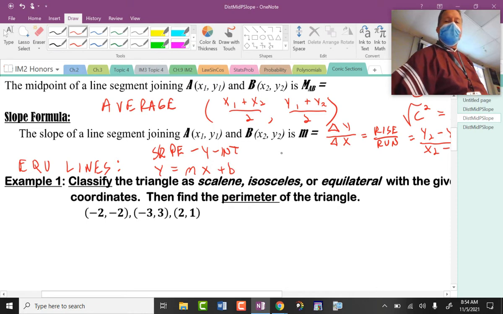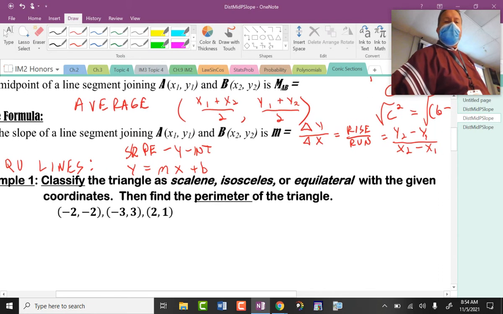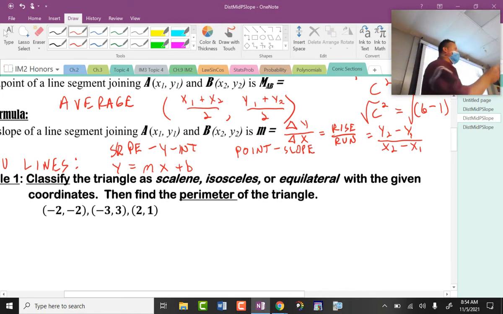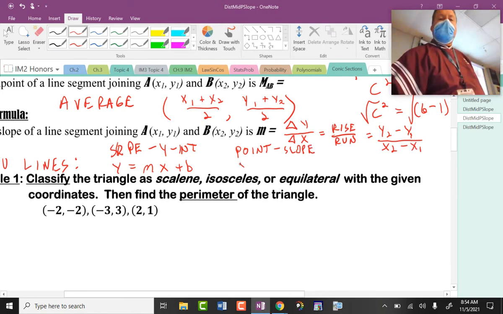And then my favorite, I'm going to do both here. Point slope. I like that one a little bit better. I'm going to have two questions where I have to find an equation of a line, and I'm going to use both of these. That is y minus y1 equals m times x minus x1.